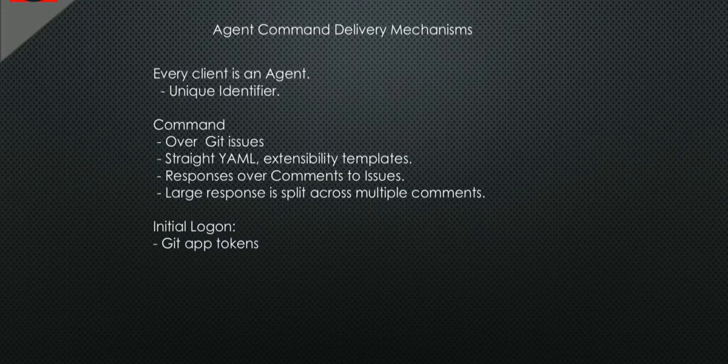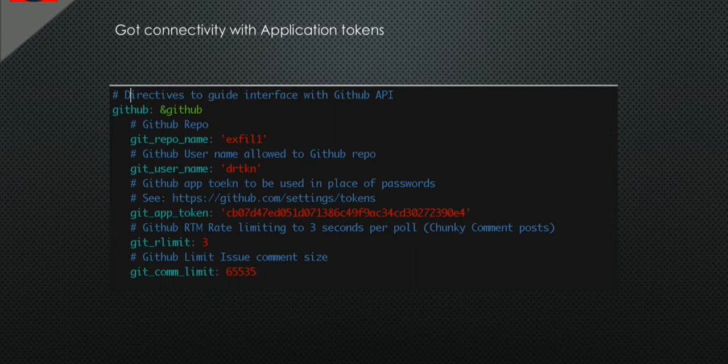So what is the delivery mechanism in this particular response? Every agent connecting to the C2 has the identifier, and it's a straight YAML over JSON to post the requests and get the responses out. You use the GitHub app tokens to authenticate yourself with GitHub, and it basically goes from there. You can use an app token. You have some limit things that you need to take care of with GitHub as far as throttling counters and posting limits, but for the most part, it's all extensible here.